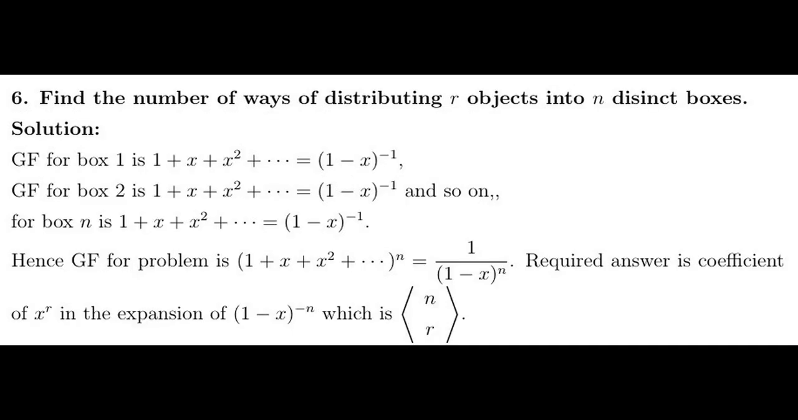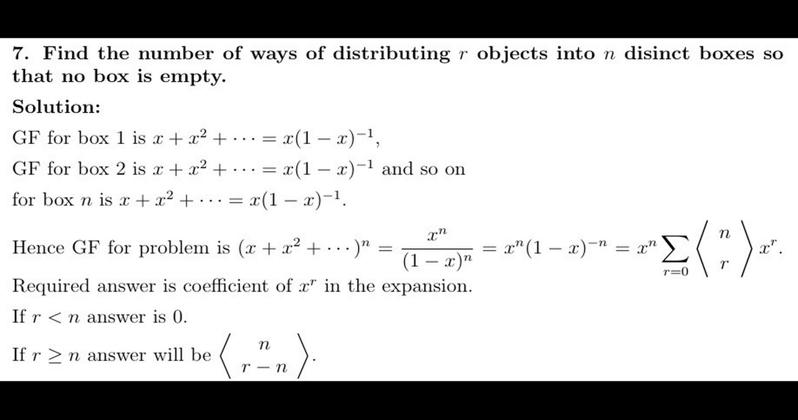Next problem is, find the number of ways of distributing r objects into n distinct boxes. This is similar to earlier. So generating function for box number 1 is 1 plus x plus x square plus dot dot dot, which is (1 minus x) raised to minus 1. Similarly, for all the boxes, generating function will be same, and hence generating function for the problem is 1 upon (1 minus x) raised to n, and hence the required answer would be coefficient of x raised to r, which is n elbow r.